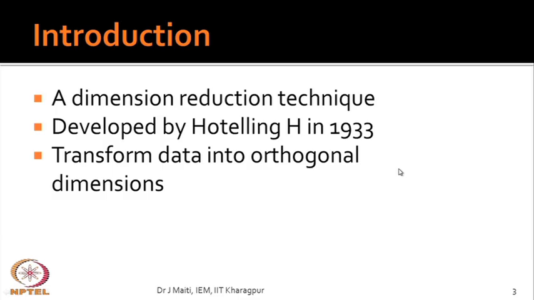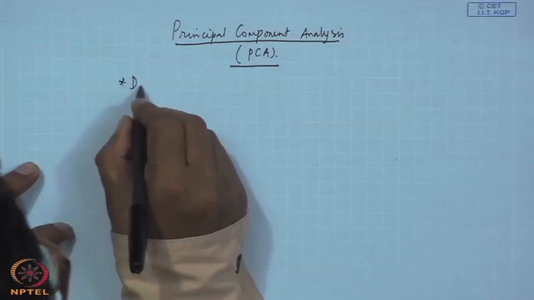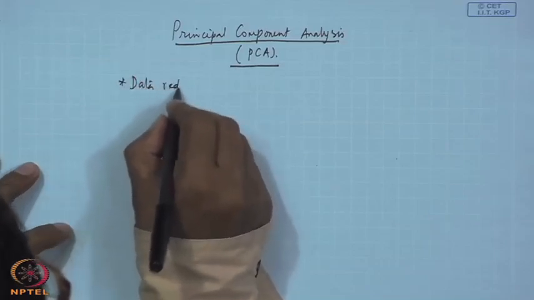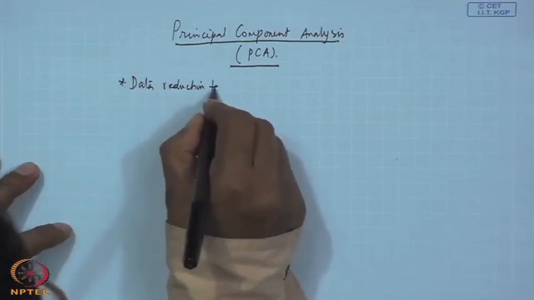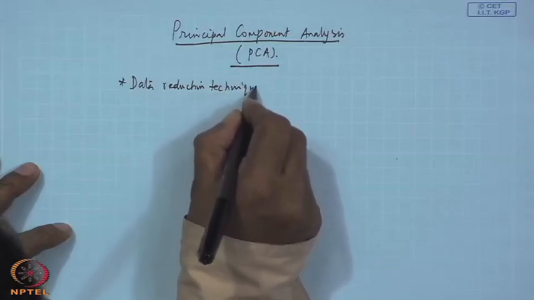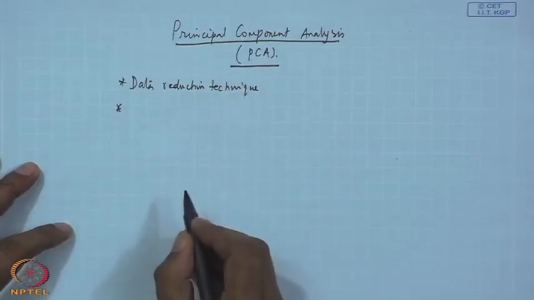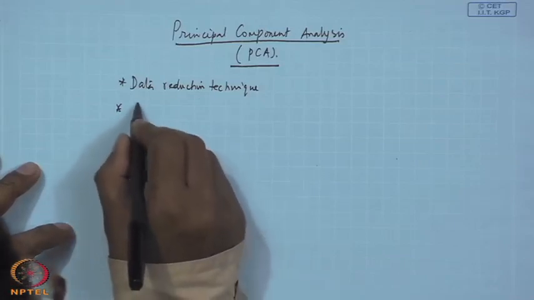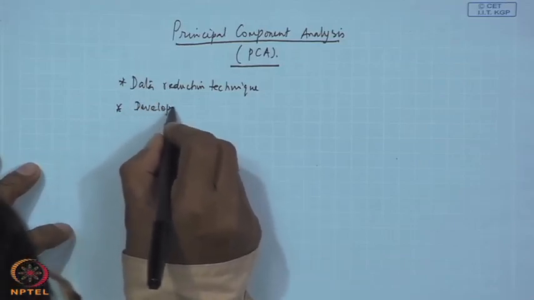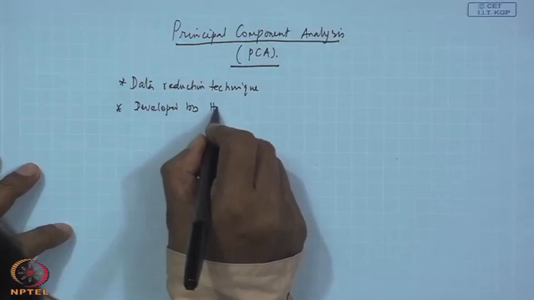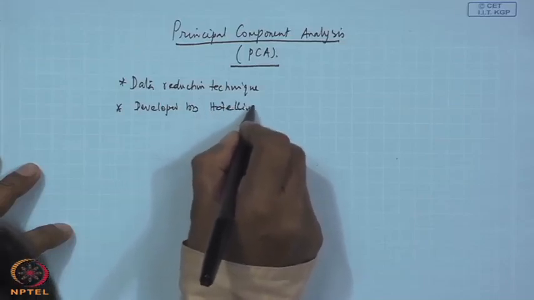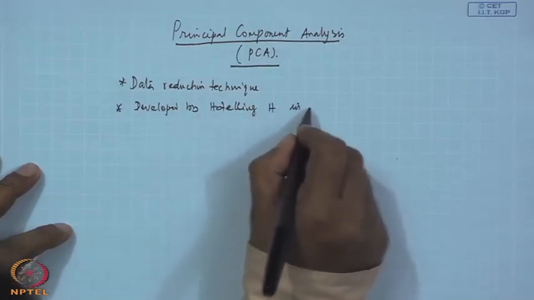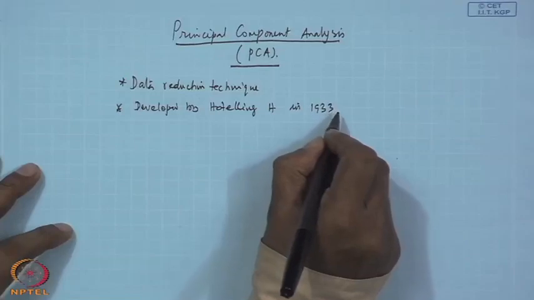So, what is principal component analysis? Principal component analysis is a data reduction technique. It is extensively used and was developed by Hotelling, H, in 1933.